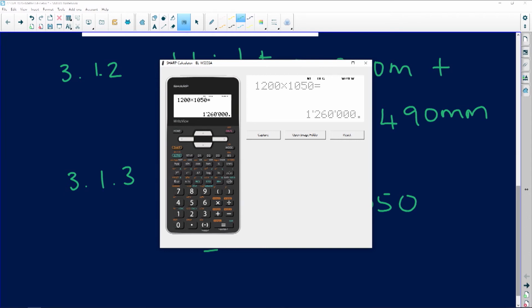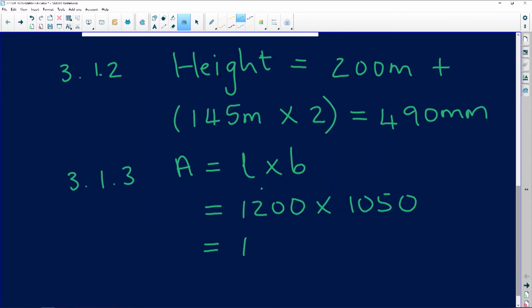That is going to give us 1,260,000. It's a big number. Don't be scared. Why is it a big number? It's a big number because it's in millimeters. So you do not want to panic, because it's a table, and a table would normally be measured in meters or in centimeters.